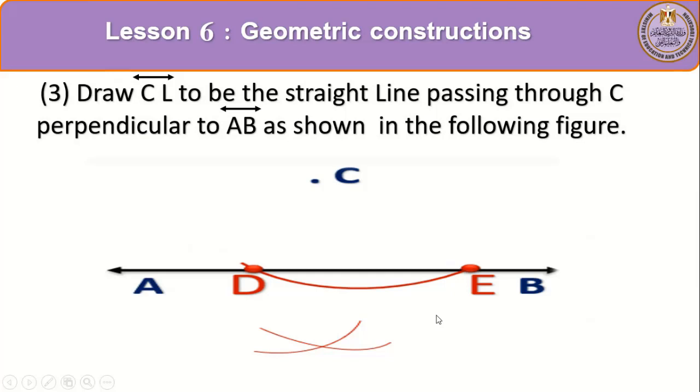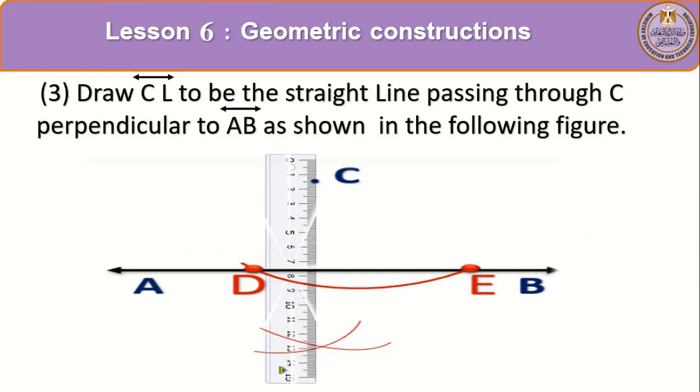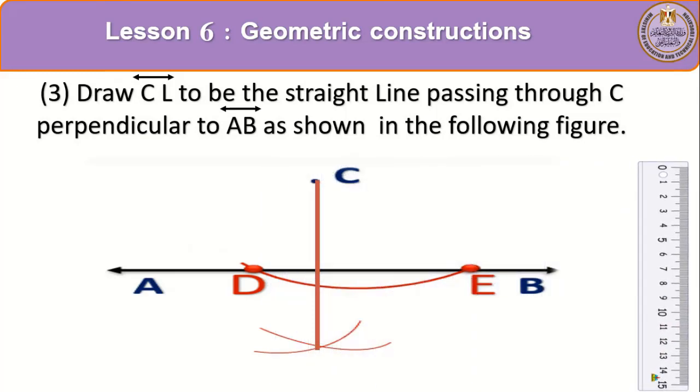In the last step, we need to use the ruler and pencil to join point C and point L, and draw a line which is perpendicular to AB. Now this line CL is perpendicular to the straight line AB. As you see, CL is perpendicular to AB.